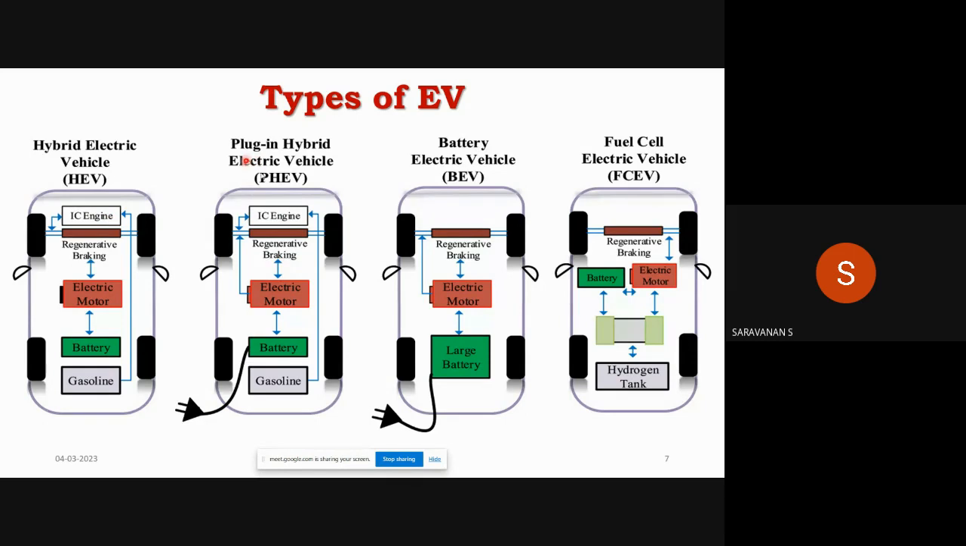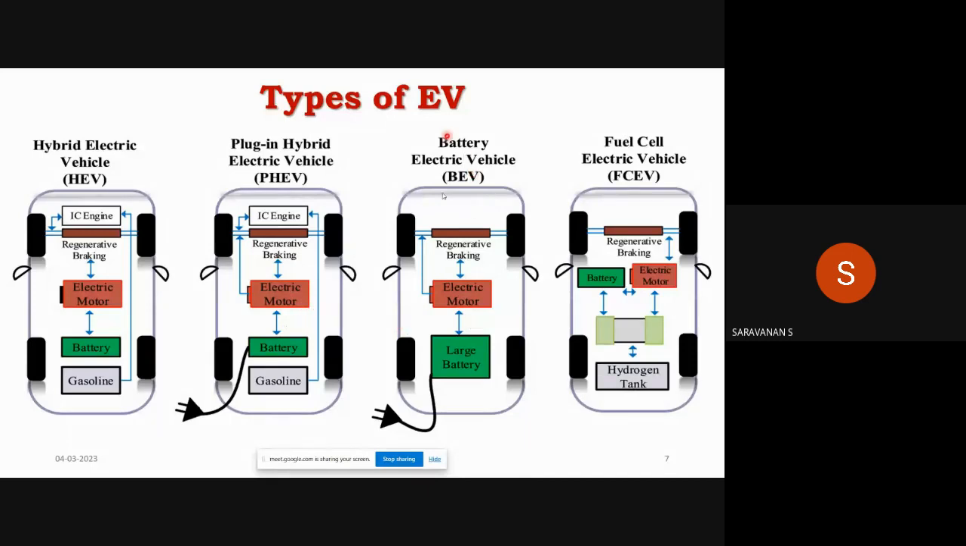Then the next type, plug-in hybrid electric vehicles. So this one also has the same features as a hybrid electric vehicle, but in this we can charge the battery of our electric vehicle. Okay, so this is the major change in a plug-in hybrid electric vehicle. Also, we can charge from the feedback from our electrical motor.